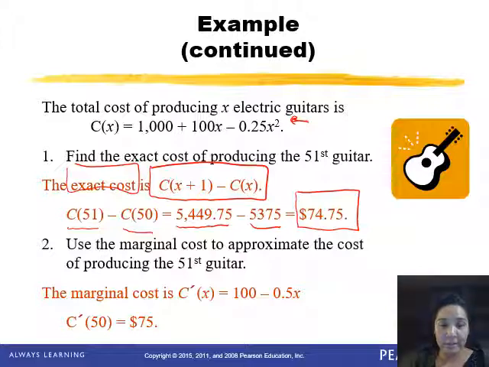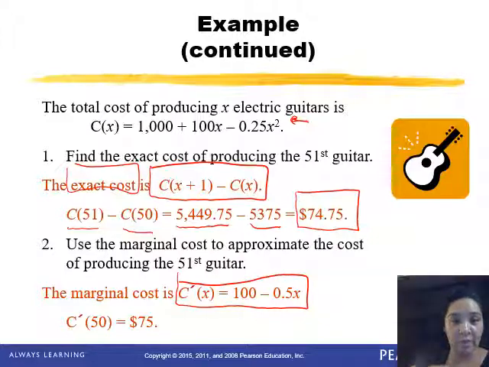Now, if you just take the marginal cost, so all you have to do is take the derivative of C of x, and you're left with C prime of x. So I'm actually going to take the time and do the derivative here. So if we look at this original function, the derivative of 1000 is 0, right? The derivative of 100x, remember this is like x to the 1, and so you bring the 1 down, and x to the 0 power is 1, so this is just 100.